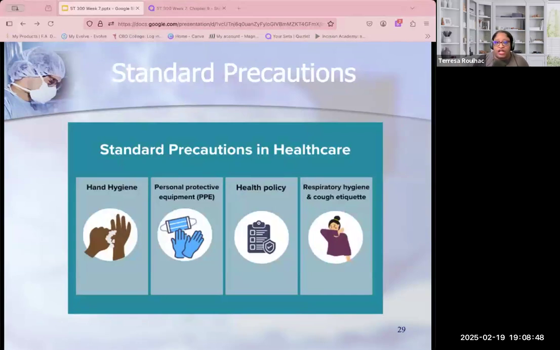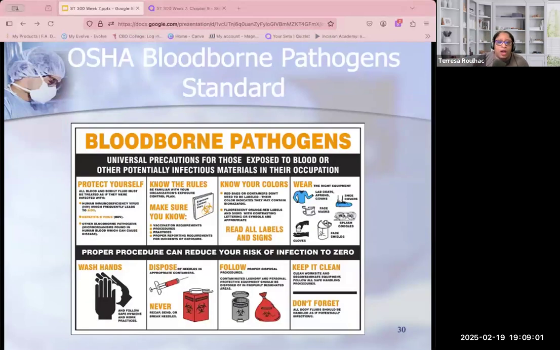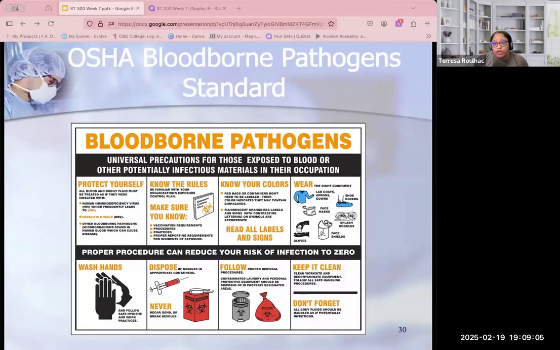We have universal precautions. We talked about it. Hand hygiene, our PPE, there's health policies. And if you're sick, we want you to take care of yourself. We also look at our exposure. We're in a field that unfortunately we may be exposed or we are exposed to different pathogens. There are different regulations for handling and disposing of sharps. We're trying to minimize the risk of needle stick injuries and contamination.